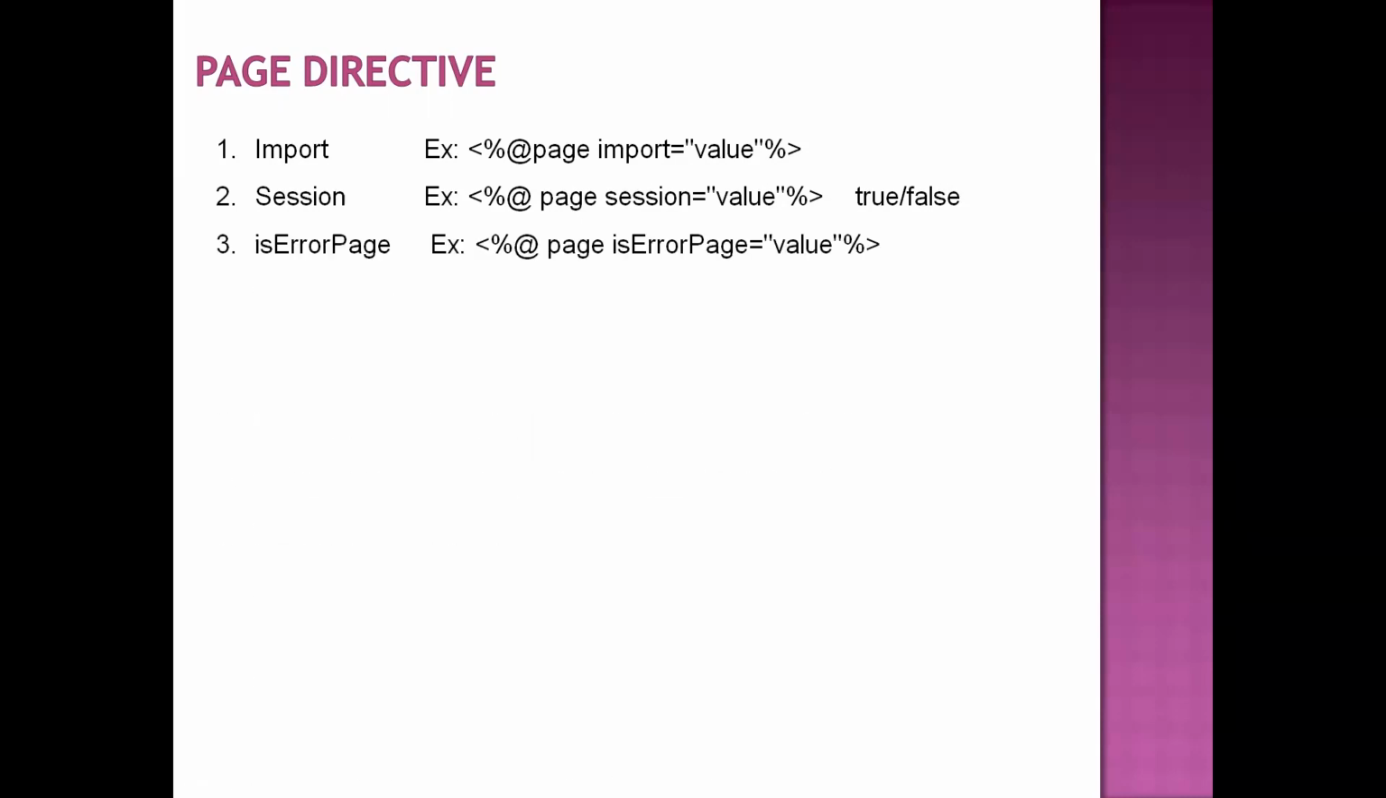Now see the next attribute, the errorPage attribute. This attribute is used for specifying whether your JSP page is an error page or not. It specifies whether the current JSP page can be used as an error page for another JSP page. If the value of this attribute is true, that means the page can be used for exception handling for another JSP page, right?